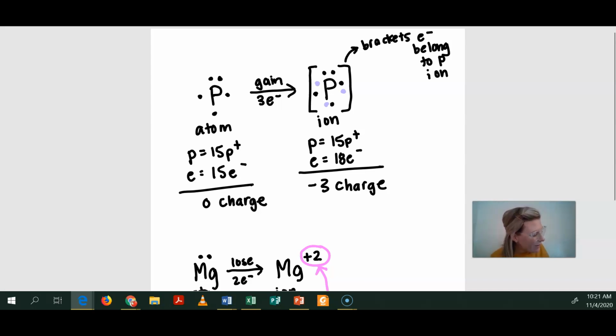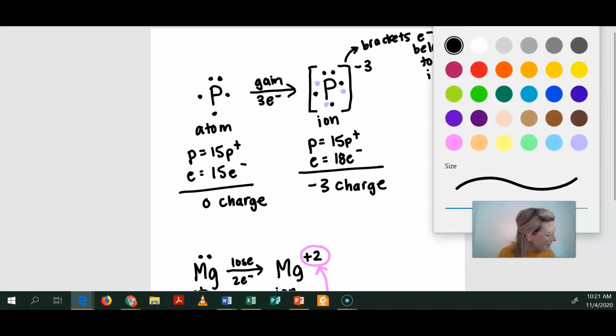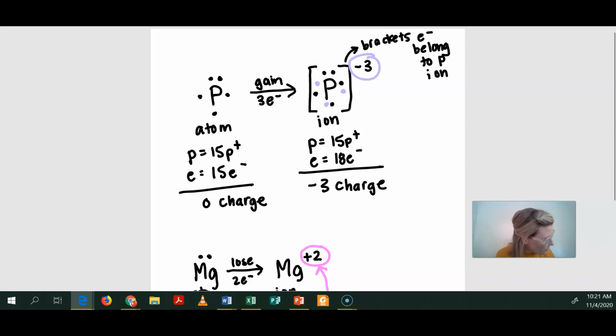Now, the last thing we need to do is include that charge. So it forms that -3 charge. And again, that -3 charge comes from down here where we calculate the charge based on the ions.